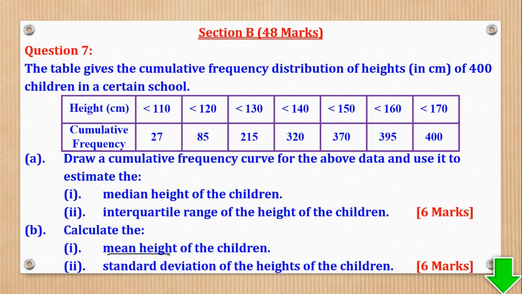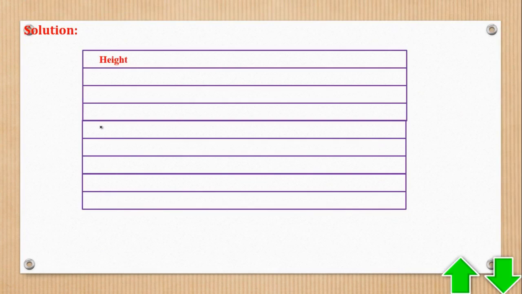Part B, they want mean and standard deviation. So questions of grouped data are easily done by first tabulating. So I shall first draw a table having heights which are given in the question.